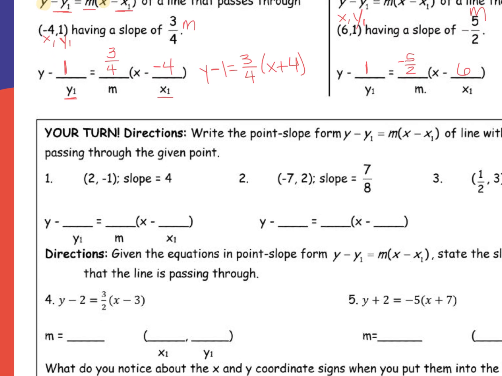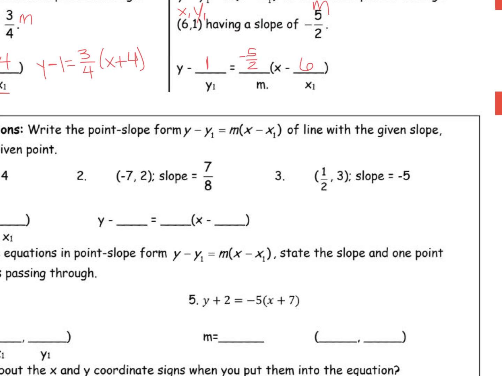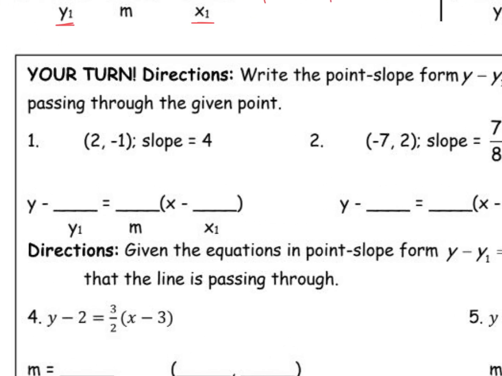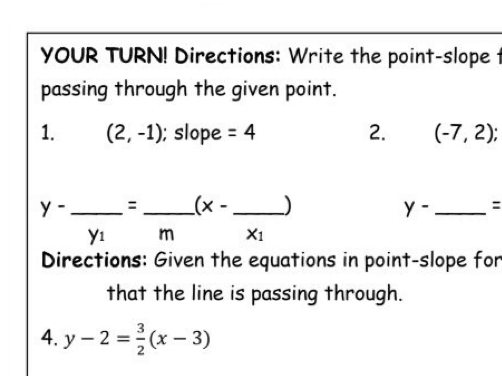Write the point-slope form of the line with the given slope passing through the given point. So now I want you to try a little bit.